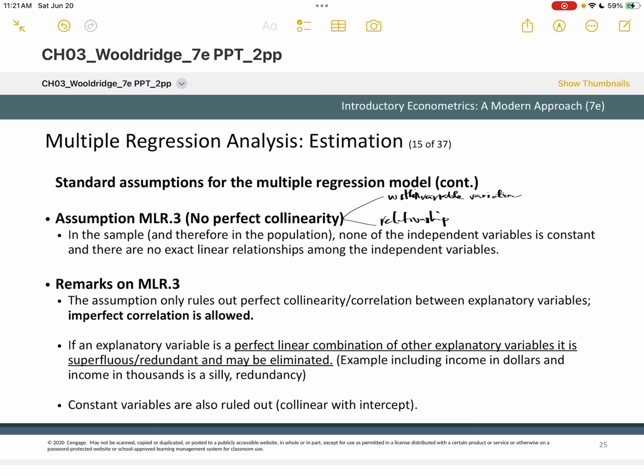The relationship between or among explanatory variables. Okay, what do we mean by within variable variation? We mean that we want enough variation within each explanatory variable. So enough variation within each explanatory variable.